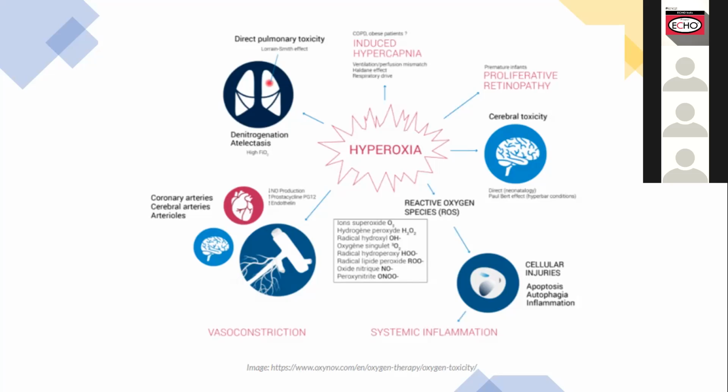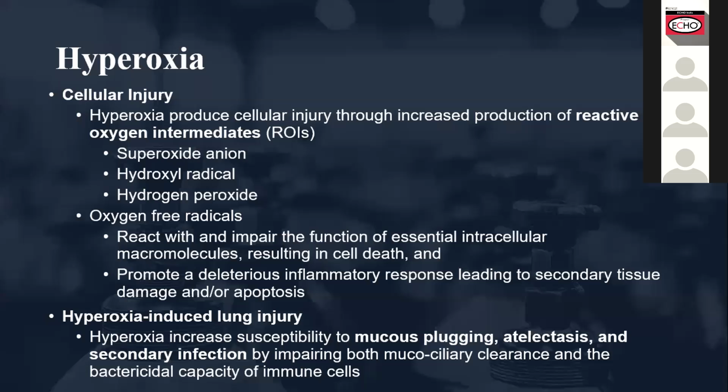So let's go to the next slide. We talk about hyperoxia. As I said before, hyperoxia can produce cellular injury through increased production of reactive oxygen intermediates: superoxide anion, hydrogen peroxide, and hydroxyl radicals. Those free radicals react with and impair the function of essential intracellular macromolecules, resulting in cell death, and promote a deleterious inflammatory response, which will lead to secondary tissue damage or apoptosis.